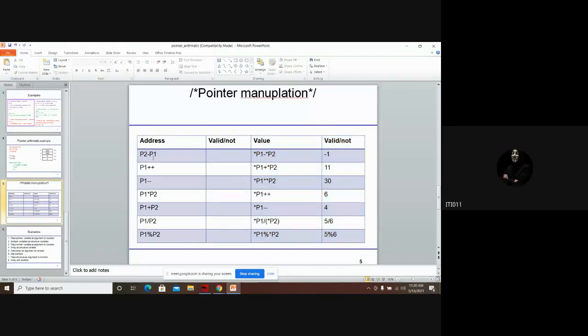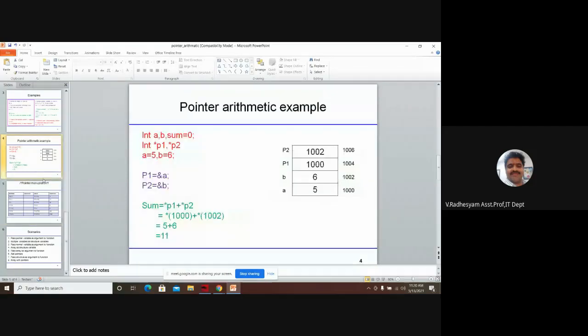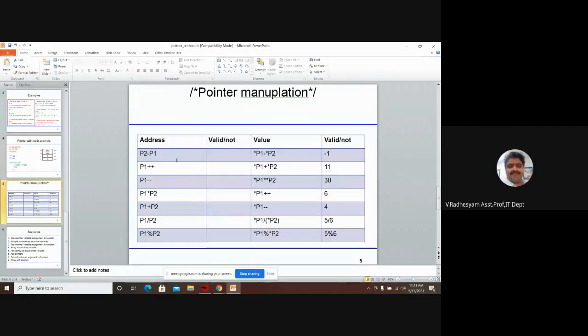Let us try to solve this. P2 minus P1. What is P2? 1002. And P1? 1000. So P2 minus P1 is 2.